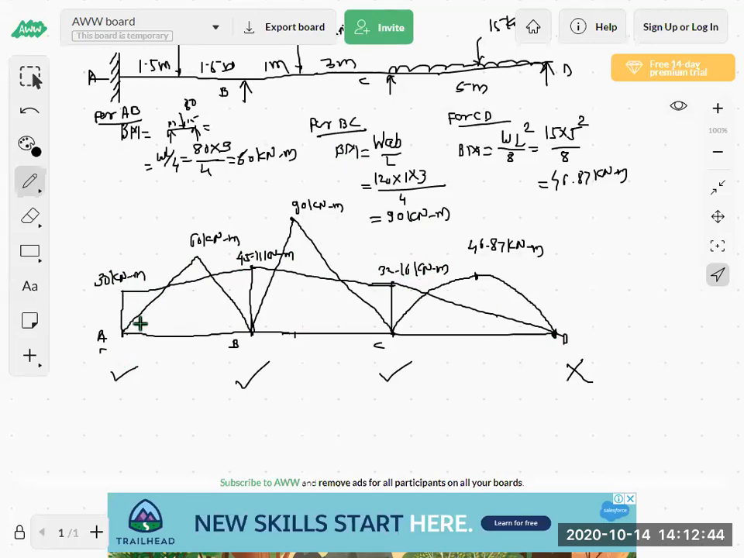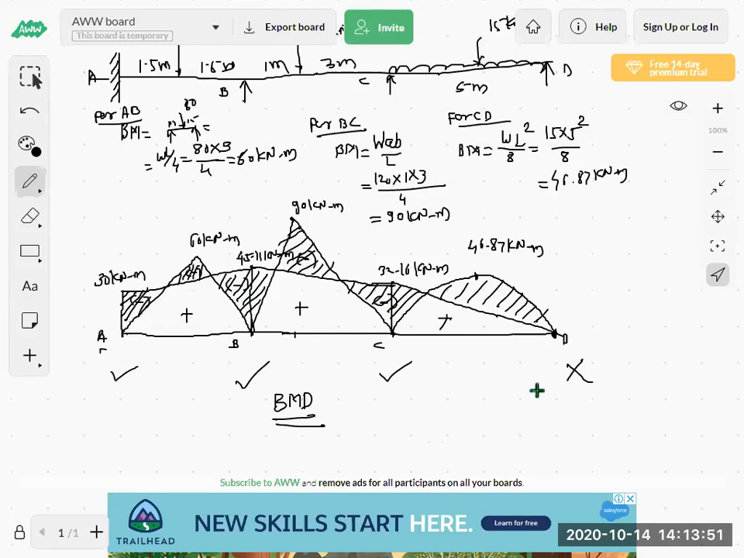Okay, so now here some part is overlapping and some part is not overlapping. It means what? In this area positive bending moment will be there, and in other areas negative bending moment will be there. Here negative bending moment will be there. So this is the positive. So this is the BMD, bending moment diagram for this span ABCD beam. So in this way you have to draw the bending moment.